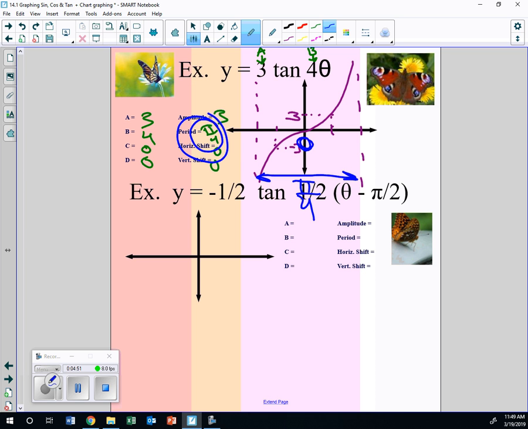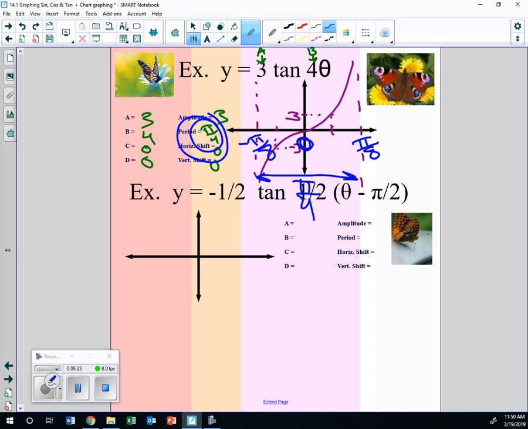Then, from here to here is said to be pi over 4. So if this is 0, what will this one be? Okay, from here to here, one asymptote to the other, it's pi over 4. So starting at 0, this is only going to make it to what? Pi over 2 or pi over 8? 8. That's half. And then this will be negative pi over 8. Now it's a period of pi over 4.